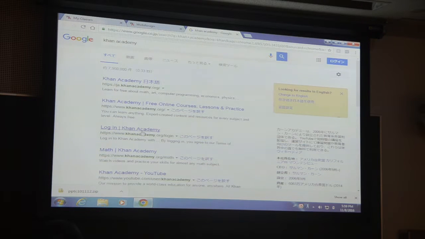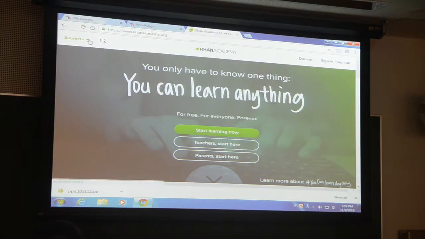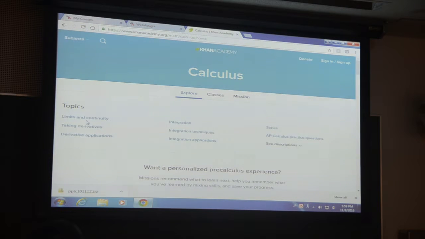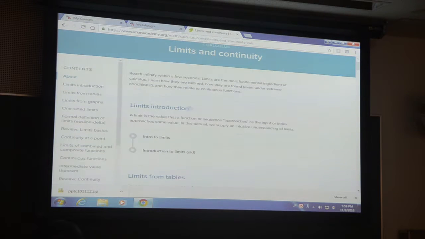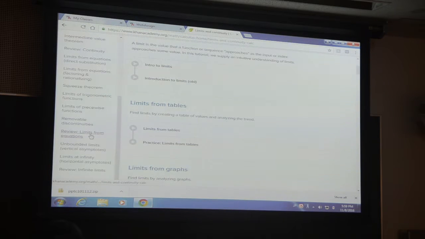Okay. Log in. No, we don't need to log in. Just go here, and subjects, and calculus. So this is the first Khan Academy subject where we looked in the calculus section. And here it is, limits and continuity. But there's more here than we're actually going to cover. So he covers limits, tables, graphs, one-sided, all this stuff. Okay, kind of a lot, more than we need.